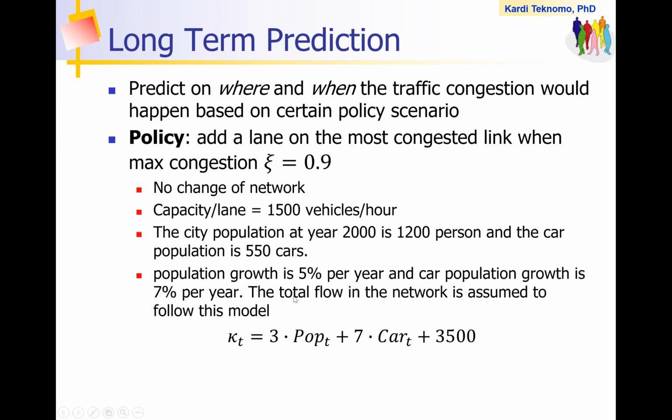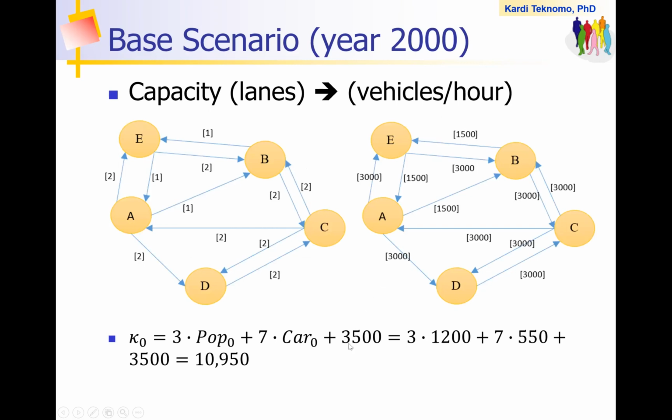But now I get the total flow in the network, assuming this regression model. Again, I am just making it up. You can eventually create your own model, but at least it will give you an idea. This is kappa, the total flow in the model. Remember, you can calibrate the kappa easily. If you know one link, you get the real data, you can get the kappa already. Remember that a while ago? So this is population, this is number of cars, and T here is the year. Suppose this is the model. So this is our base scenario in the year 2000.